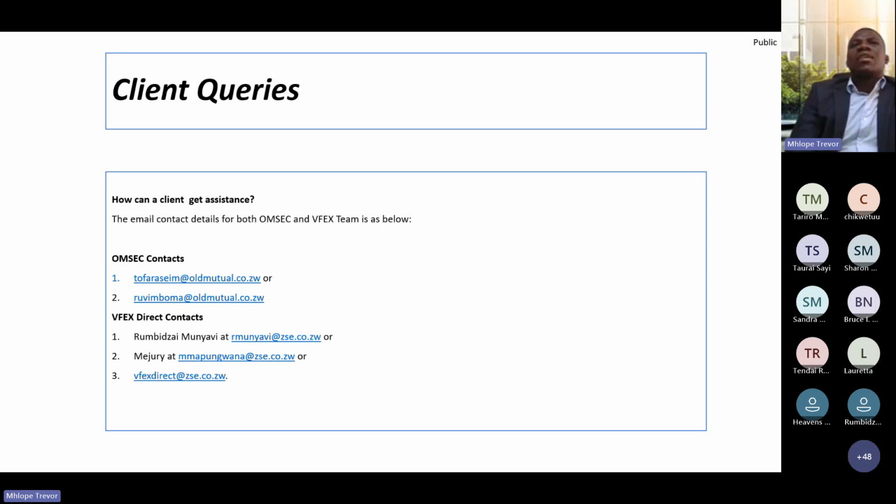And in terms of education and queries, really it is OMSEC or the broker and the exchange who are responsible for that. So if you have any queries or inquiry, or fail to navigate the application, you can contact your broker or the exchange directly using those emails.